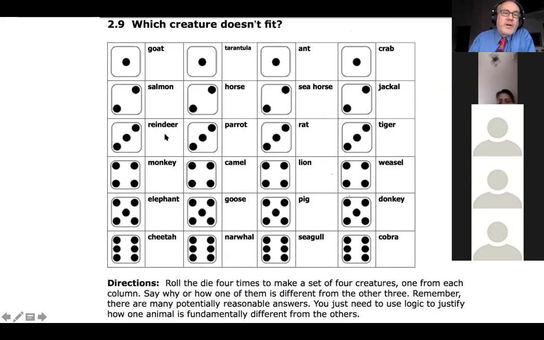Seahorse, it lives in water. Okay. Yeah, in fact, it's the only non-mammal. Are birds mammals? Okay. Okay, that's a very good answer.